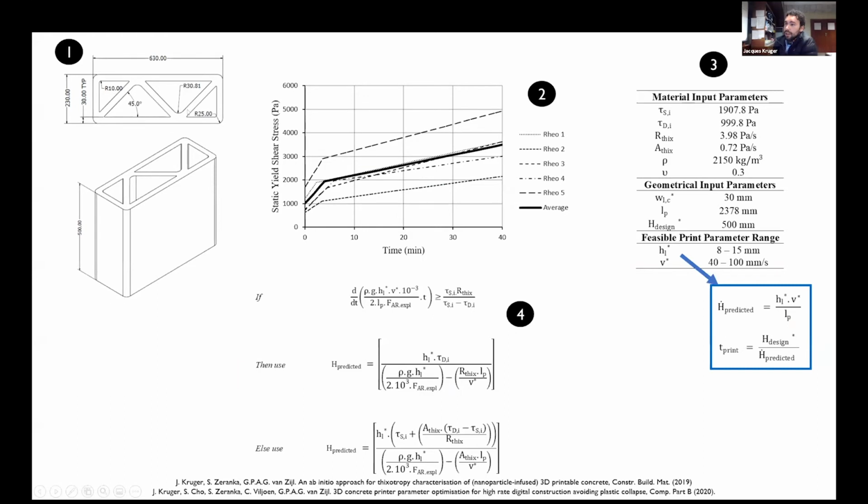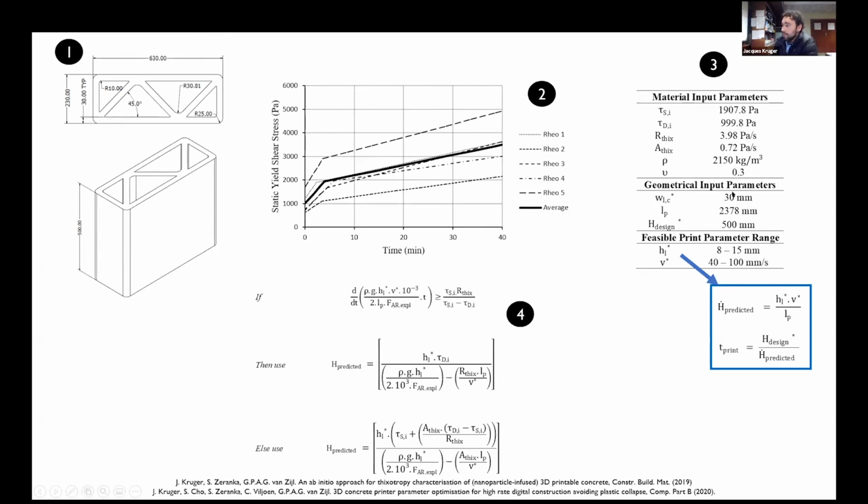So let's take that wall as an example. Typically, obviously, you'll design this on AutoCAD. So you have the plan dimensions, and in our case, we want this wall 500 millimeters tall. Second step would be to characterize your material. So I used a model that I developed also as part of my PhD, and it uses the material characterization in terms of rheology and not the green state mechanical strength. So you characterize your material to get the material input parameters.